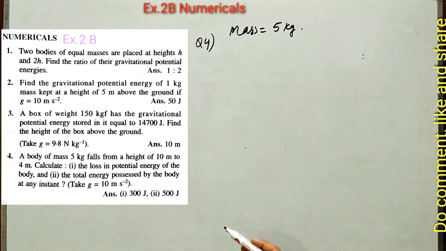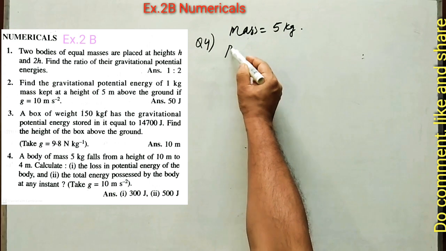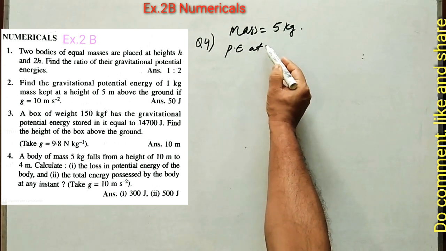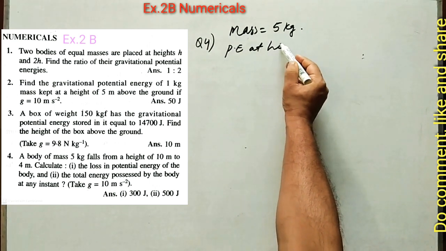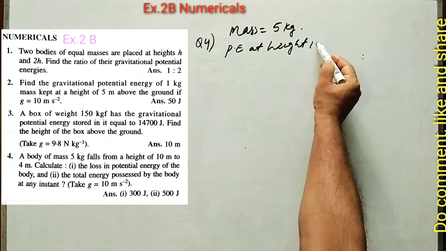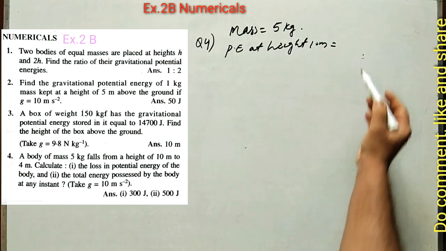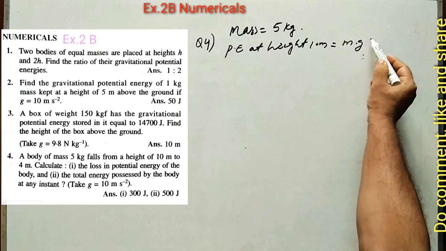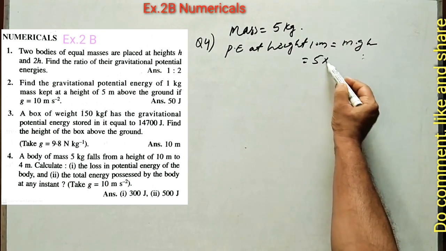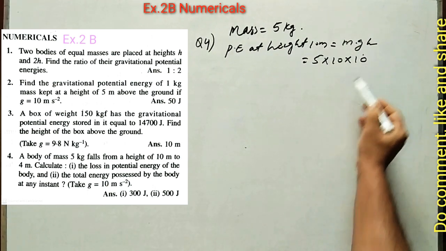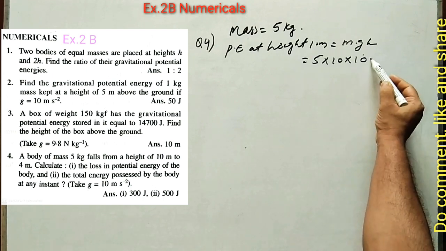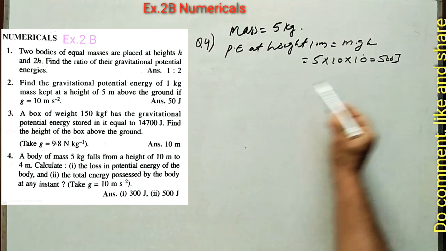Okay, it is falling from a height of 10 meter to 4 meter. So what is the potential energy at a height of 10 meter? That's equal to mgh, that is 5 into 10 into 10. Correct? That's equal to 500 joule.